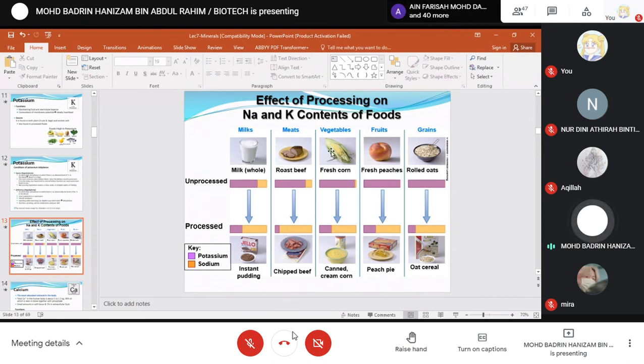Same goes to other types of fruits. For example, fresh corn, very high, 90% potassium and 10% sodium. When you process corn into canned corn, we will need to add high amount of sodium. Fresh peaches, almost all is from potassium. Very little to no sodium in fresh fruits. And when you make pie, you increase the sodium concentration.